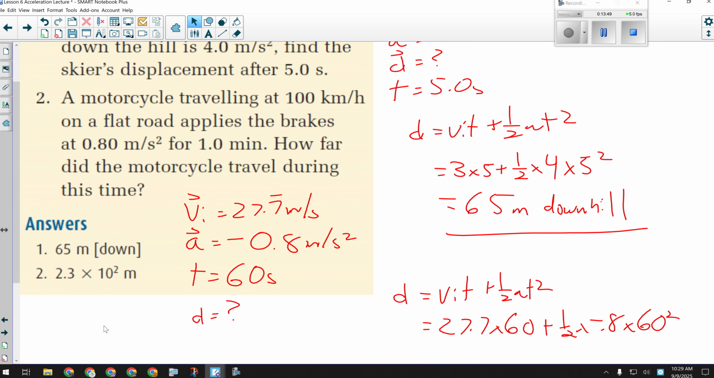Will its counterpart that we went over the other day work the same? It will, right? The VF T minus 1/2 AT squared. It's going to work very similar, and just like that one, you'll never be asked to calculate time if VI isn't 0.